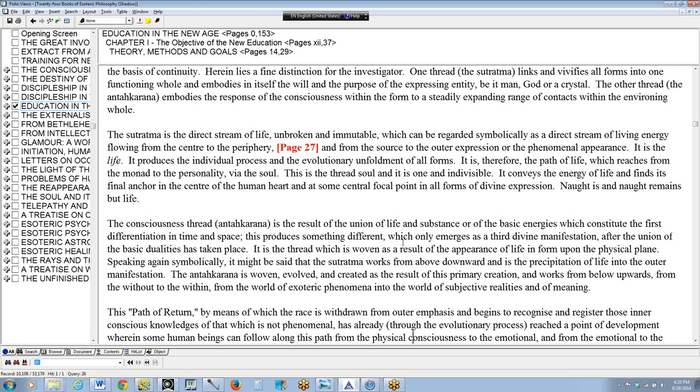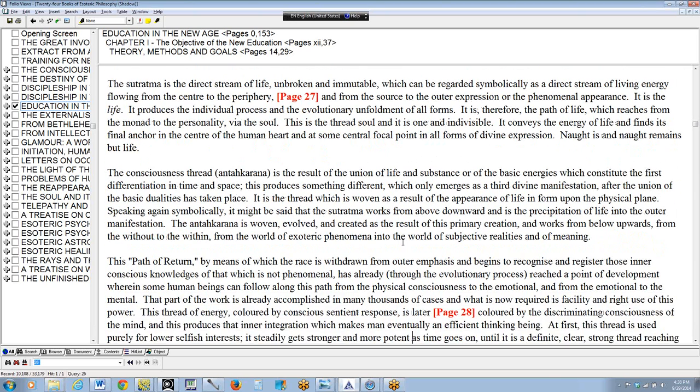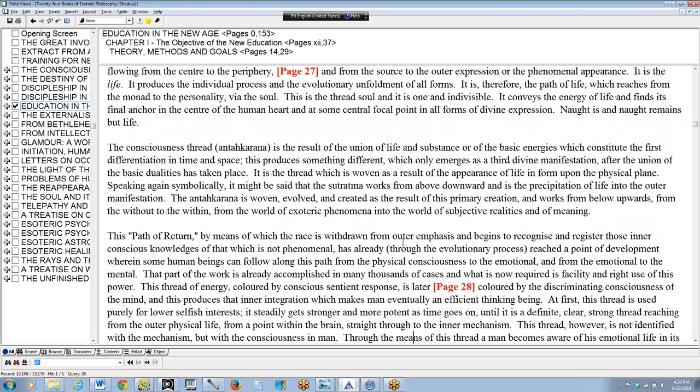It is the thread which is woven as a result of the appearance of life and form upon the physical plane. Speaking again symbolically, it might be said that the Sutratma works from above downward, and is the precipitation of life into the outer manifestation. The Antahkarana is woven, evolved, and created as the result of this primary creation, and works from below upward, from the without to the within, from the world of exoteric phenomena into the world of the subjective realities and meaning.